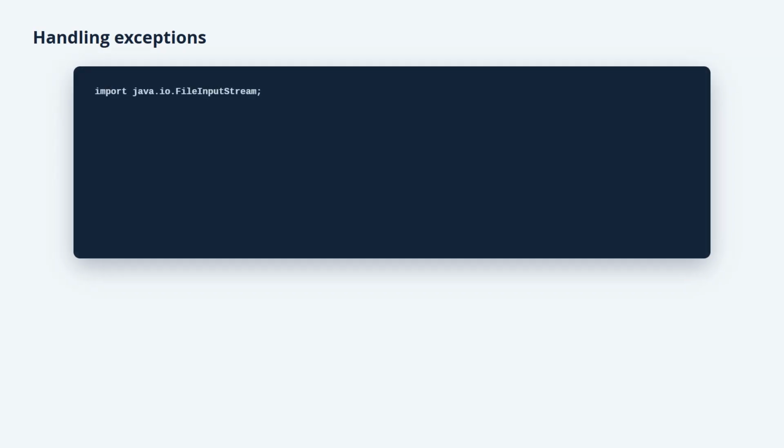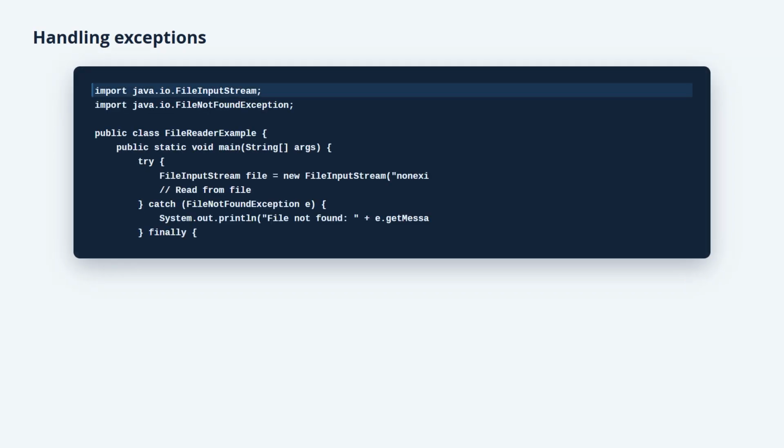In this section, we're going to dive into handling exceptions in Java, an essential part of robust programming. Exceptions are unexpected events that can disrupt the normal flow of execution. For instance, what happens if we try to read a file that doesn't exist? Instead of crashing our program, we want it to handle that error gracefully. In Java, we use try-catch blocks for this purpose. Let's start by looking at a simple example.